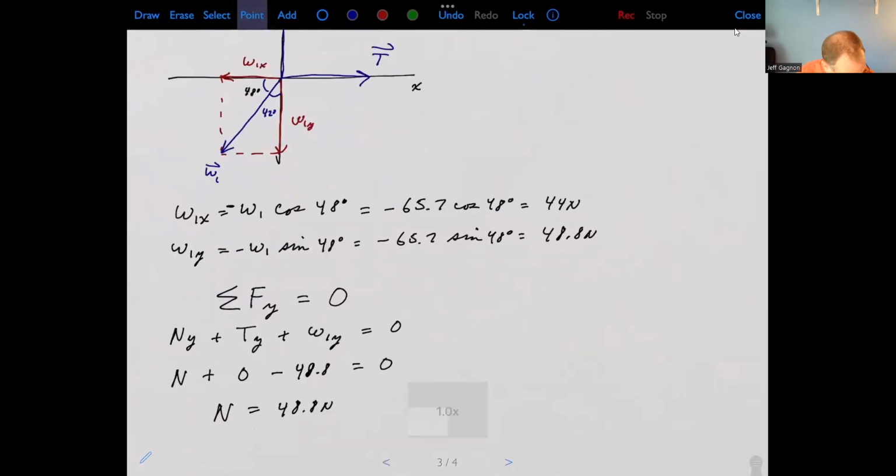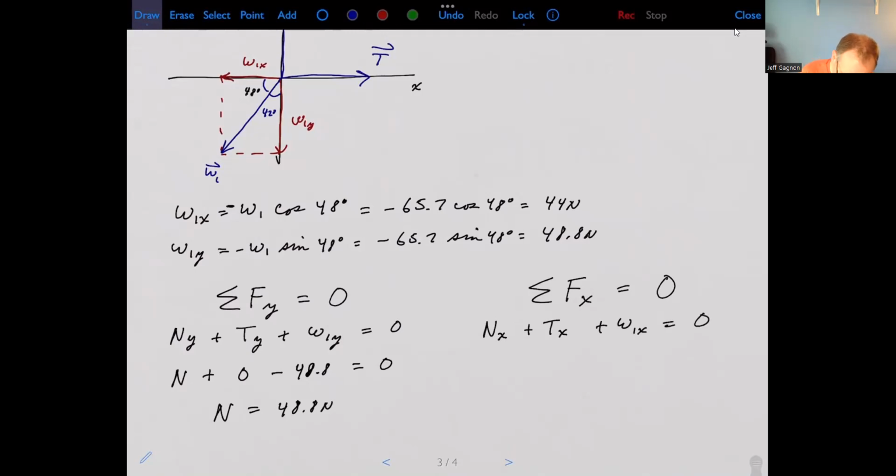Now let's look at the x direction. So I have the sum of the forces in the x direction. Again, since it's static, it's not moving, that's got to equal 0, right? There's no acceleration, so it equals 0. So now if I do the x component of the normal force plus the x component of the tension plus the x component of the weight, that's got to equal 0.